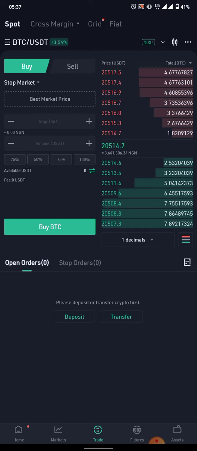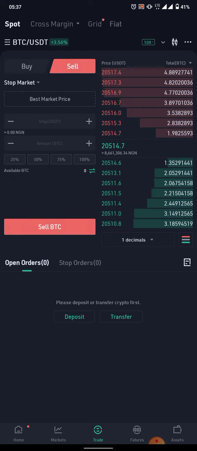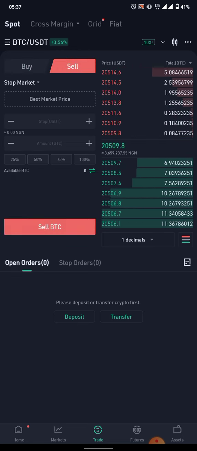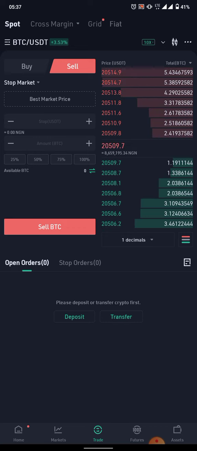But let's say you now want to use the stop market order to sell. I mean, the stop market order to sell. Yeah, you have to put your sell.